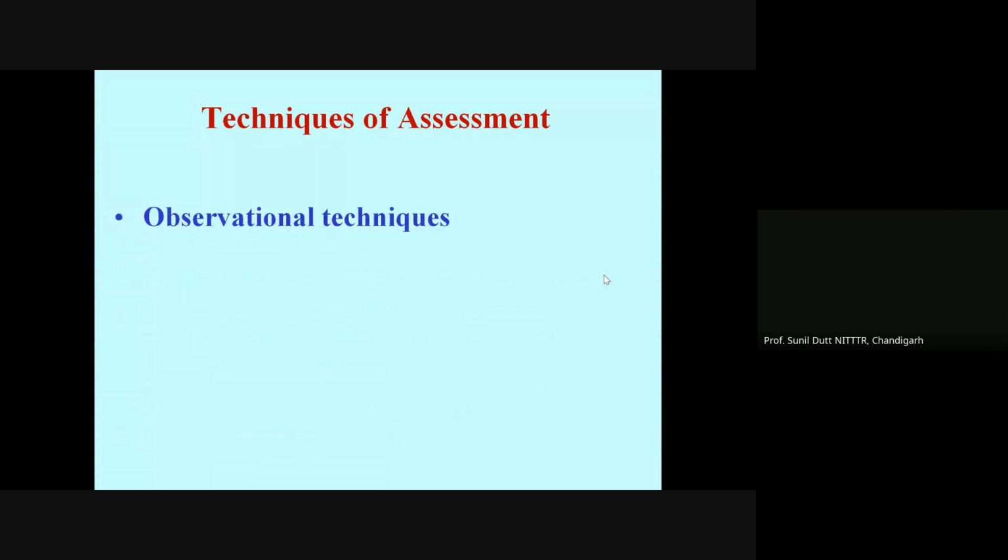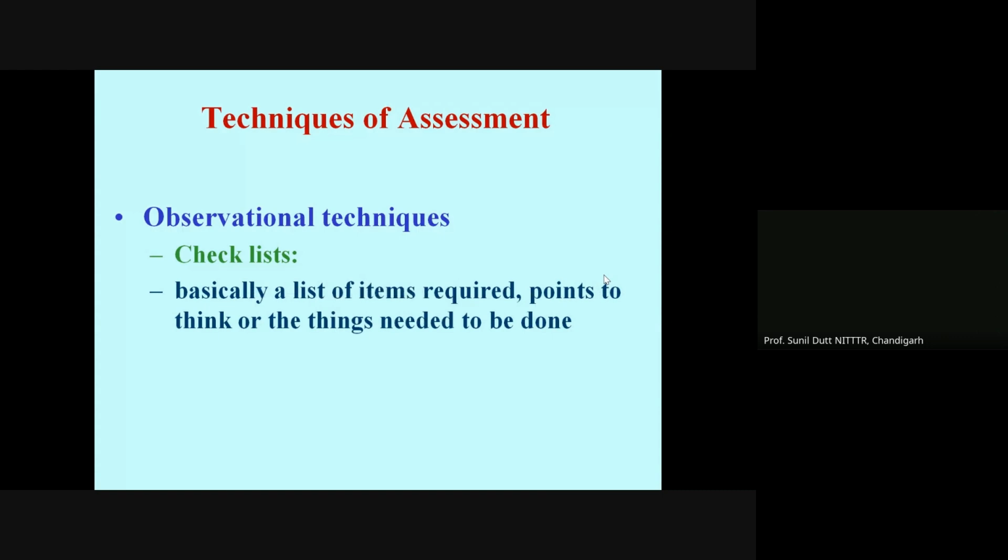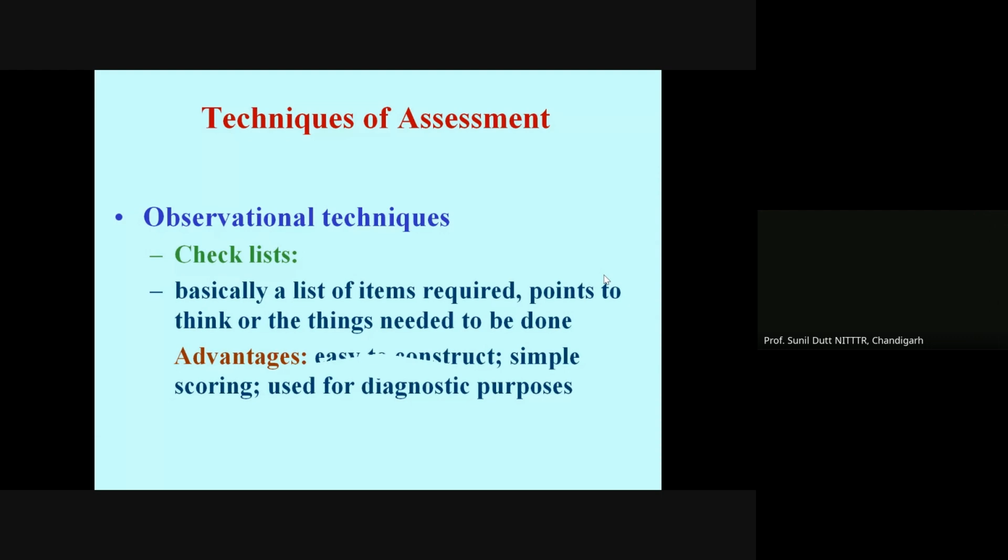Then there are a number of observation techniques by which you can observe the behavior of your students. You can prepare a rating scale, or you can prepare a checklist. A checklist means, say, a student is performing an experiment and you have prepared a checklist of whether he has done each thing, and you are marking only a tick. So basically it is a list of items required, points to think about, or things needed to be done. Easily constructed, simple scoring, used for diagnostic purpose.